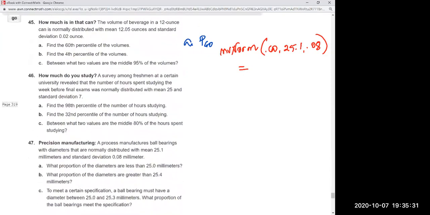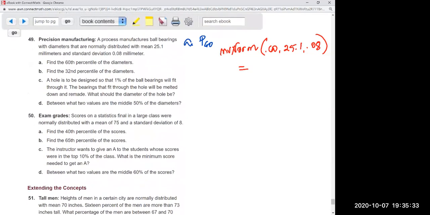This is number 49. So what is your answer here? Inverse norm 60%, meaning that's the 68th percentile, of 25.1 mean and standard deviation 0.08. What's the answer here? $25.12.